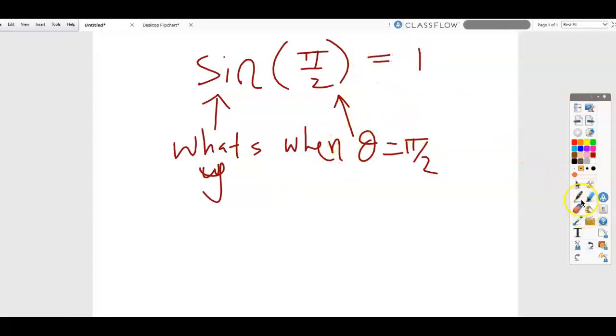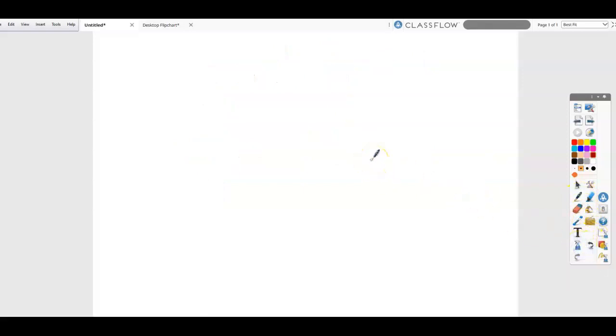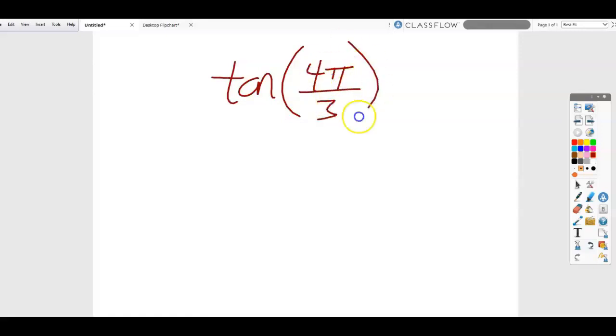Okay, now let's do another one. How about tangent? We're just going to do an example of a couple of them just to make sure you guys have seen all the possibilities here. So suppose I had tangent of 4 pi over 3. Tangent of 4 pi over 3.